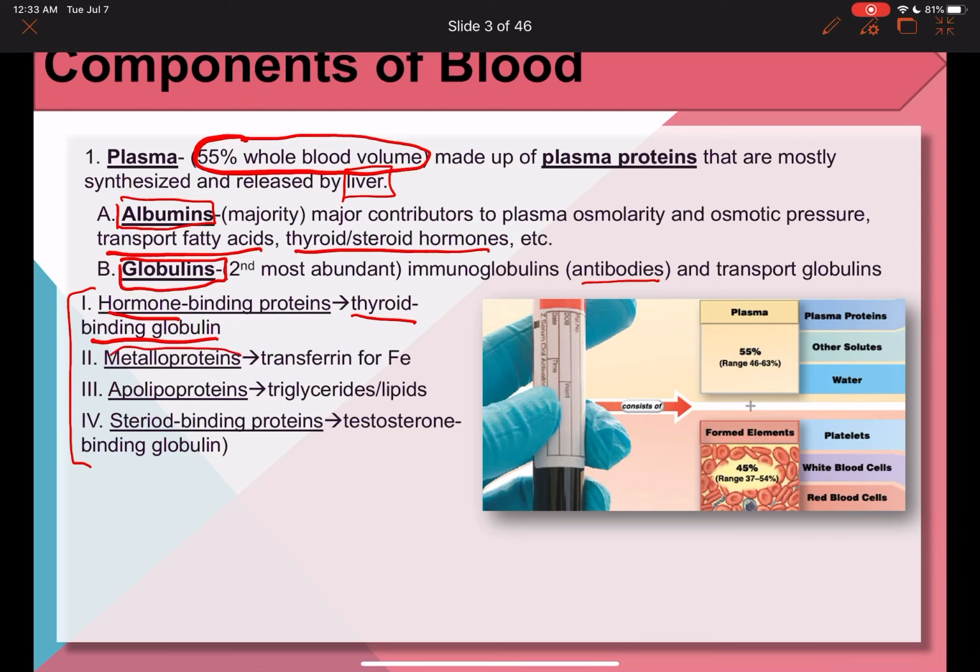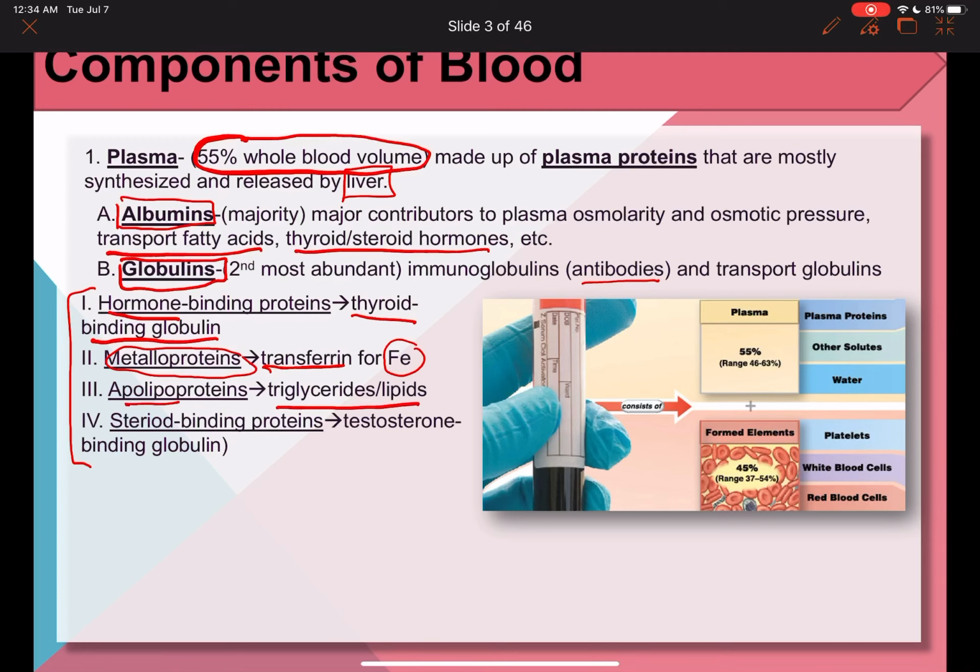Metalloproteins we'll mention later on in this chapter, but they usually bind to metal ions. For example, iron is a major metal element that's in blood. And the specific metalloprotein that carries iron is called transferrin. Again, I'll come back to this idea later in the lecture. Apolipoproteins are for moving triglycerides and lipids.